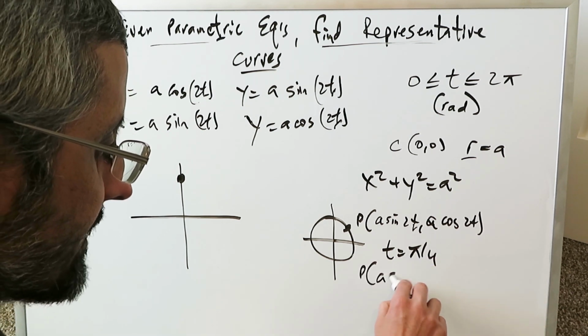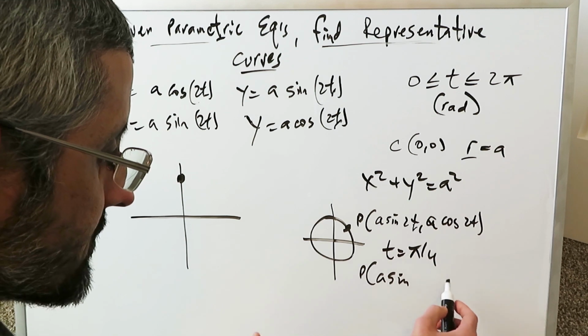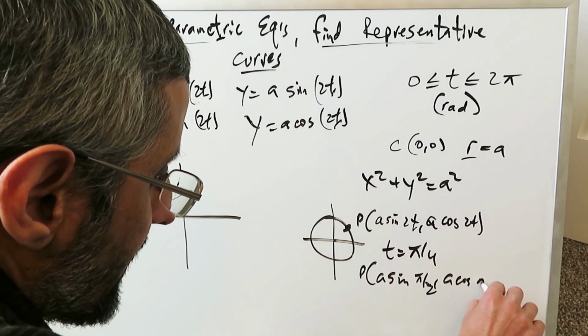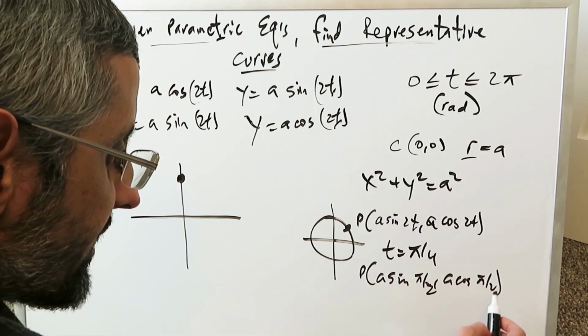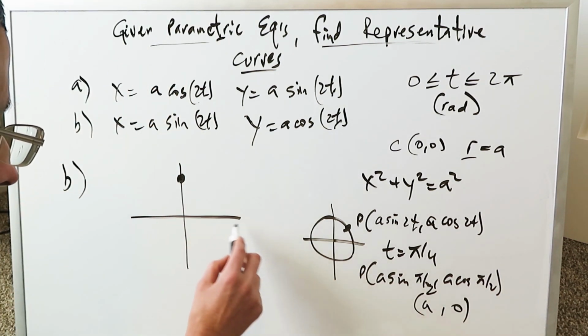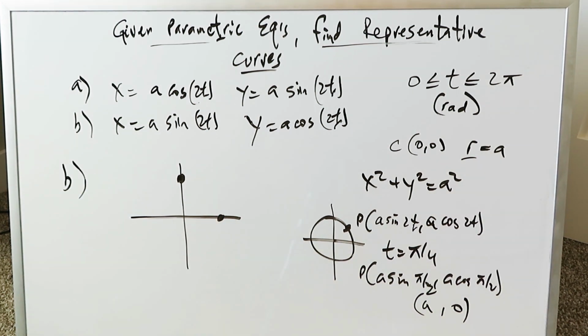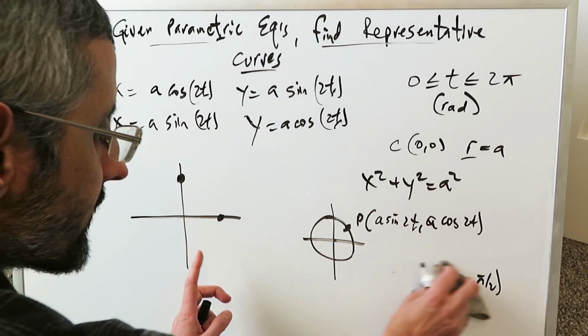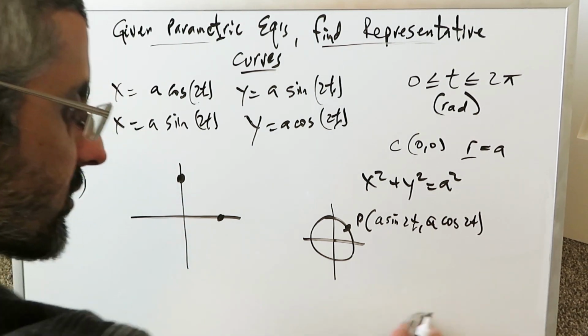Our point will be A sine of pi over 4 times 2, which is pi over 2, and then here you'll have A cosine of pi over 2. Cosine of pi over 2 is 0, so here you're getting A comma 0. So as the t value increased, I came over here. I'm going to increase the t value once more, and then the direction will become clear, though already we know it's clear, but let's just do one more point.